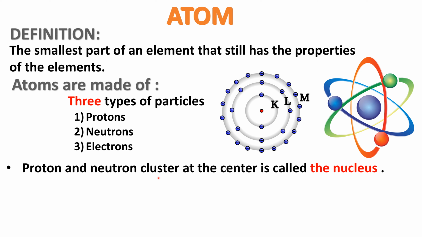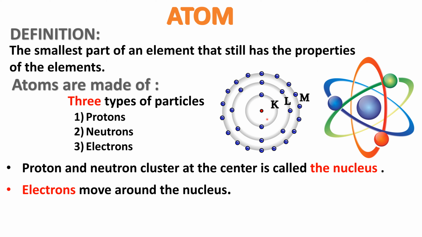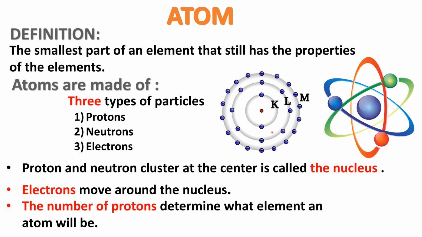Protons and neutrons cluster at the center, which is called the nucleus. Here is the nucleus. Protons and neutrons are present in the center of the atom. It is called the nucleus. Electrons move around the nucleus. The number of protons determines what element an atom will be.